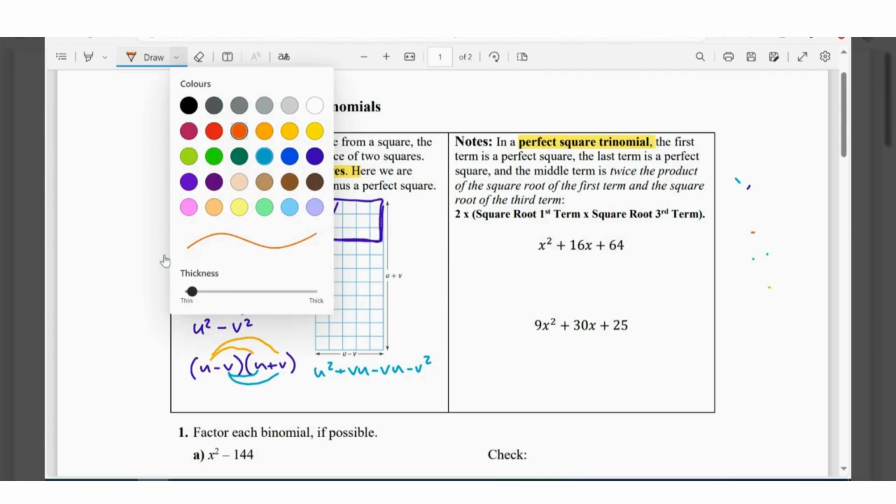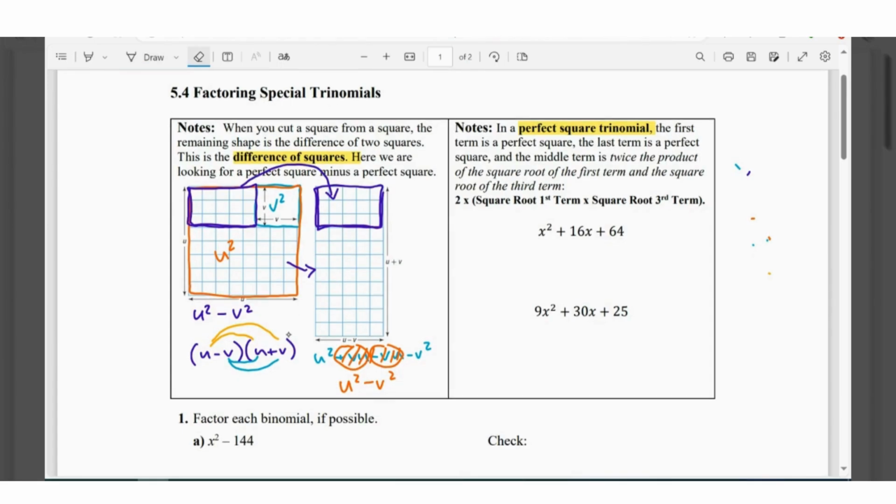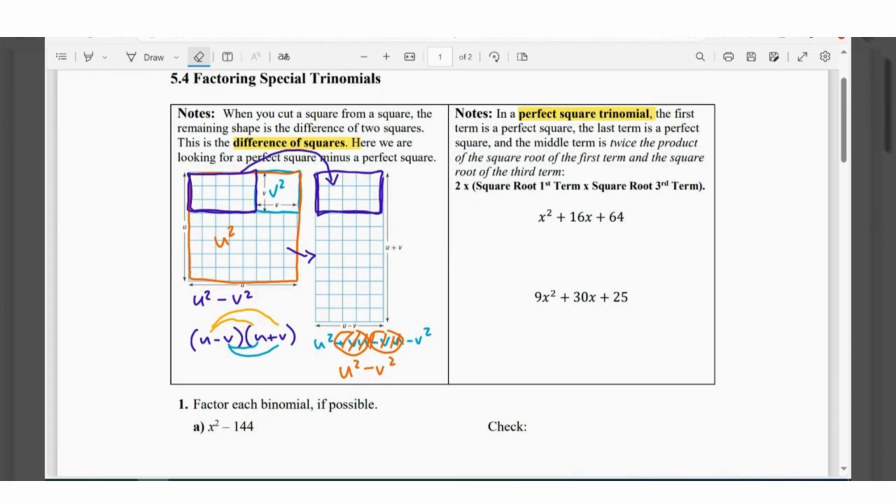And what do we notice? We have a positive vu and a negative vu, which is going to make 0. And what we're left with is u squared minus v squared, or the difference of two squares. And I think that'll hopefully make a little bit more sense when we get to the numbers. But that's our first description of that.